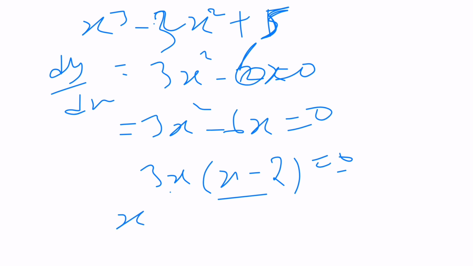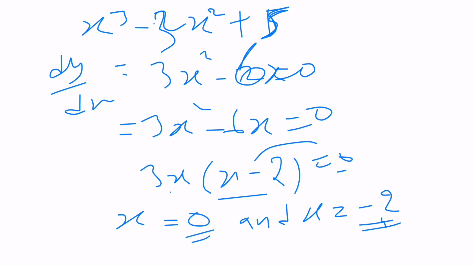So x is equal to what? 0, and x is equal to what? X is equal to, if this goes to this side, it will be negative 2. Now we have found these values. These values are called turning points, because that is where the equation will turn when you differentiate.